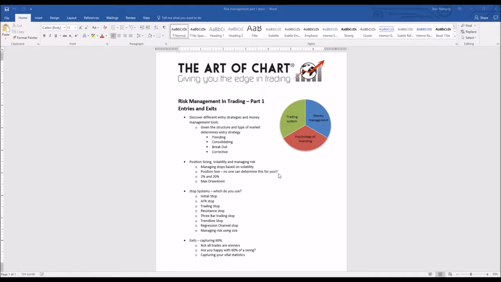Position size, no one can determine this for you, because depending upon the kind of trader you are, what your hit rate is, what your max drawdown is, position size has to be determined by your win ratio. How many consecutive losses do you have, et cetera, et cetera. We'll talk about position size a little bit later. We'll talk about some standard rules of thumb that work. We'll also talk about max drawdown, which is a very important statistic that you should have for your own trading.